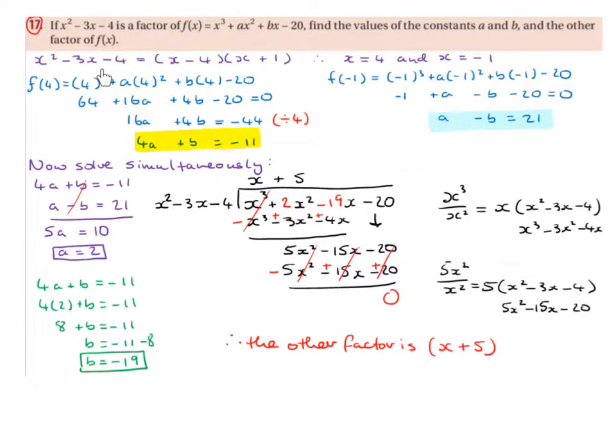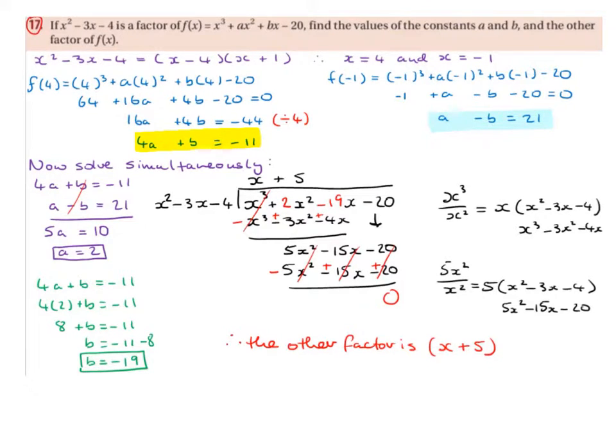So we get 4 cubed plus a times 4 squared plus b times 4 minus 20, which gives us 64 plus 16a plus 4b minus 20 equals 0. We're going to bring our constants over to the right of the equal sign. So we get 16a plus 4b equals minus 44. Then we divide across by 4, getting 4a plus b equals minus 11. So now we have one equation in terms of a and b.